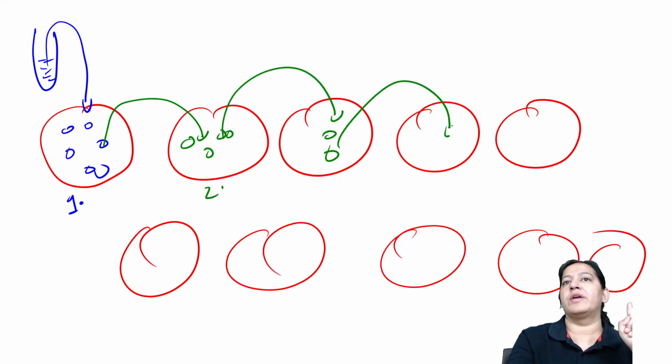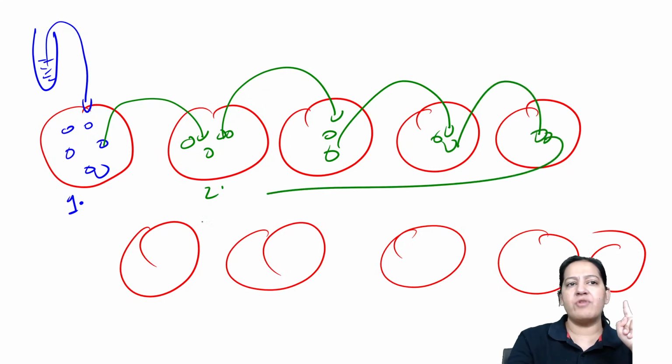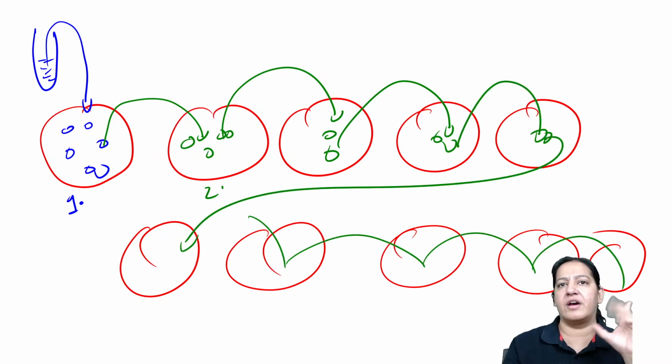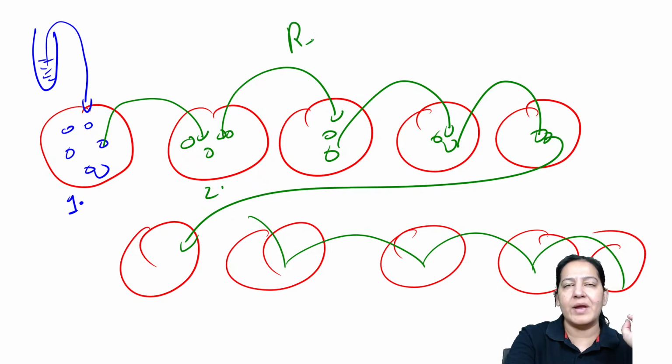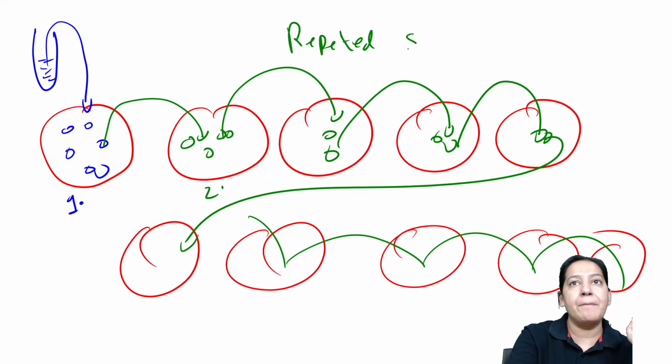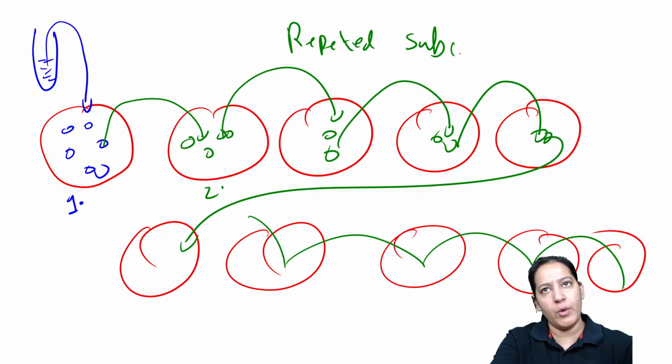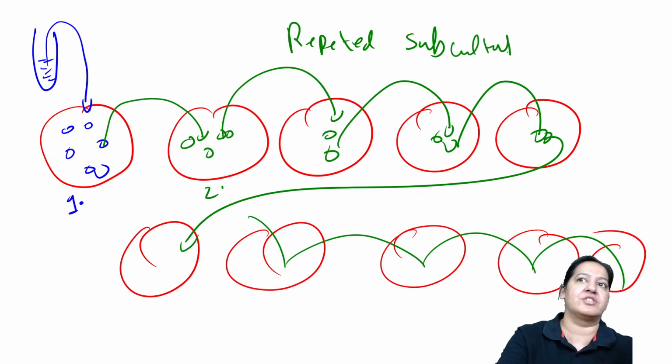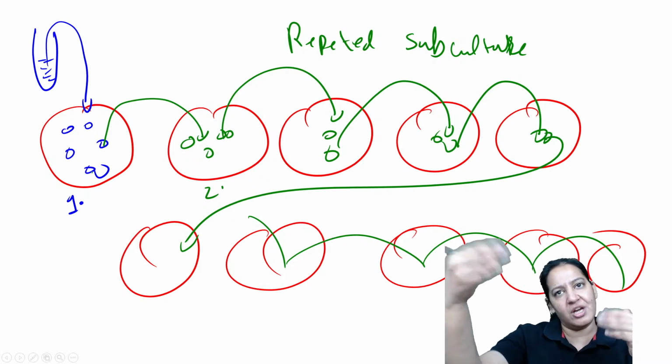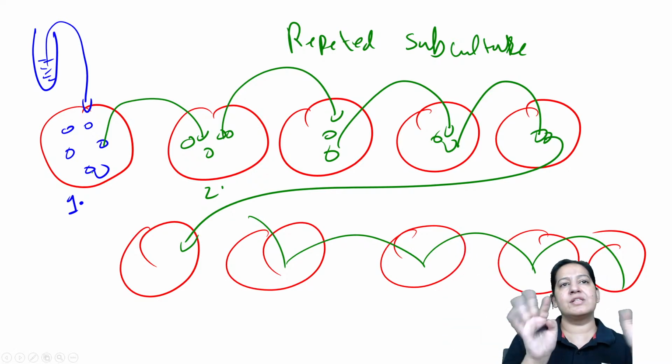From this, try to grow here, here. This phenomenon is known as repeated subculture. You are forming many cultures from the primary culture. First you are making a primary culture and then you are making the culture from the primary culture. So this is known as repeated subculture.